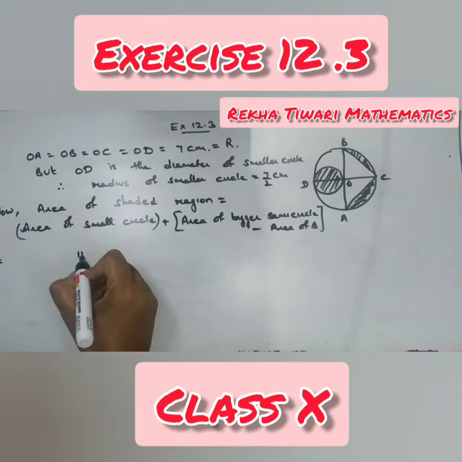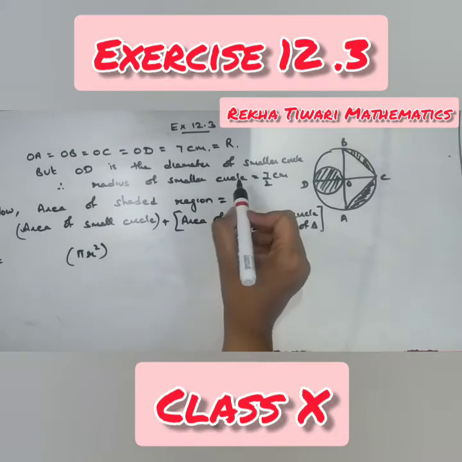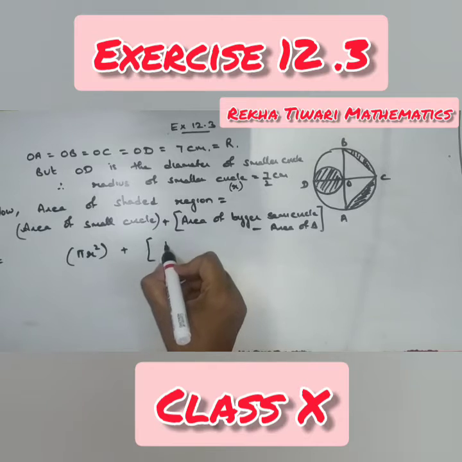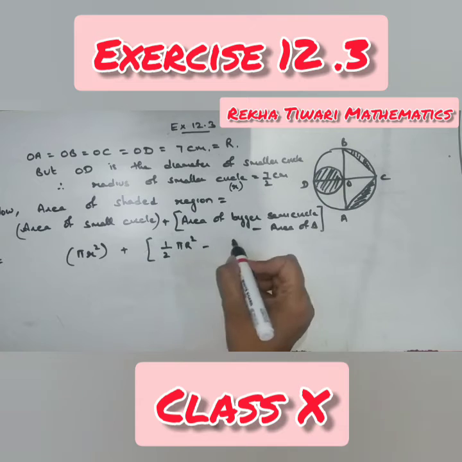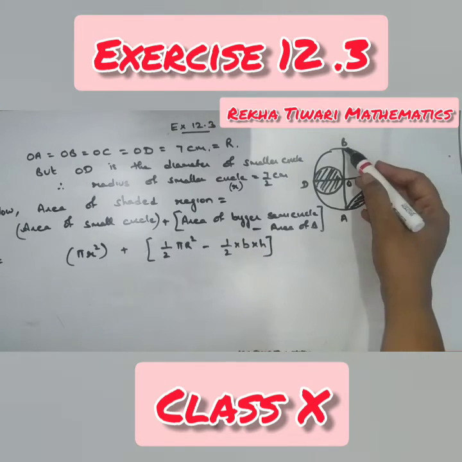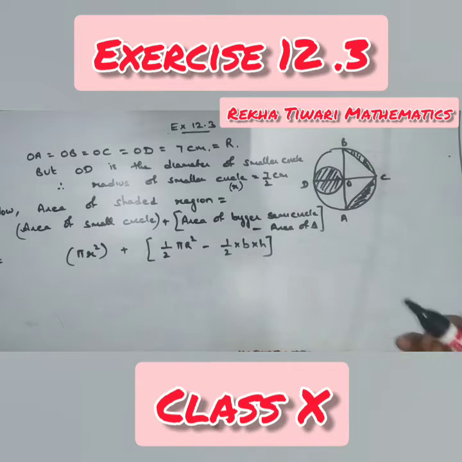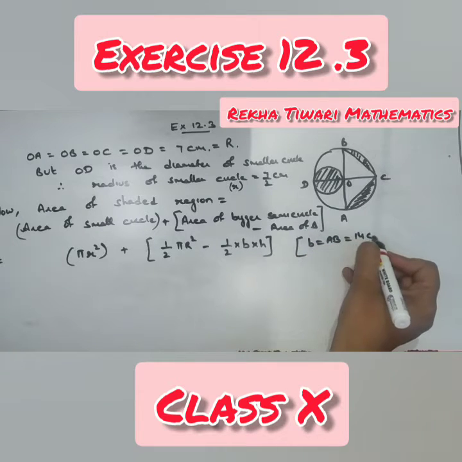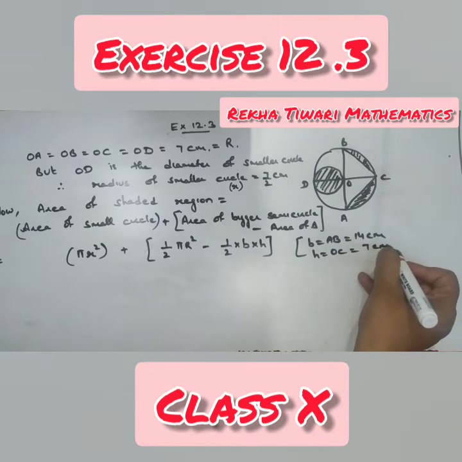So area of small circle is pi r square. Let us denote the radius of the small circle by small r. Plus area of bigger semicircle is half pi capital R square, minus area of triangle is half into base into height. Here you can use half into base into height because in triangle ABC, OC is perpendicular to AB. So here base is AB, which is equal to 14 centimeter, 7 plus 7, and height is OC, which is equal to 7 centimeter.